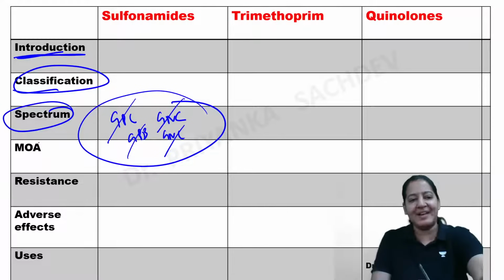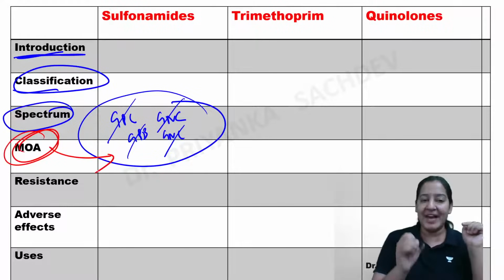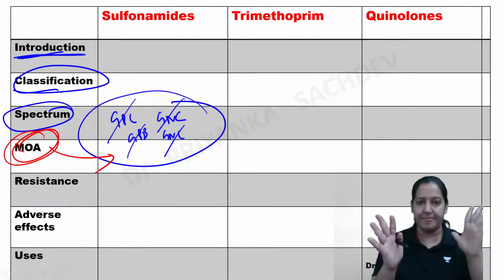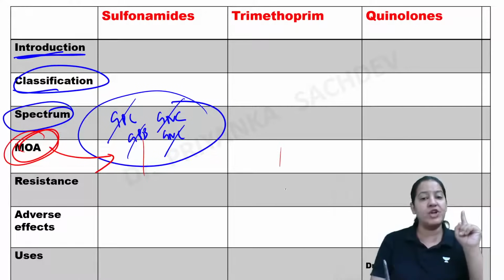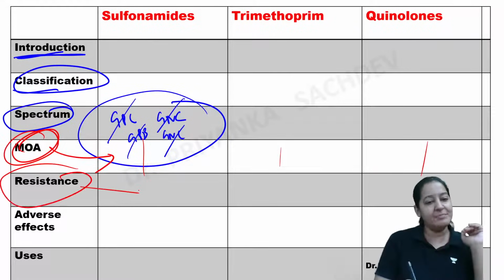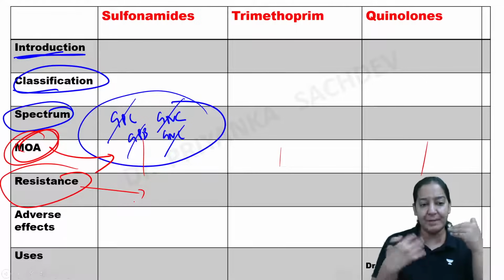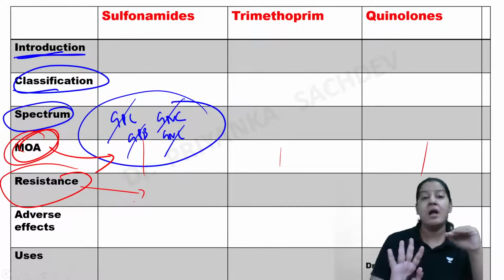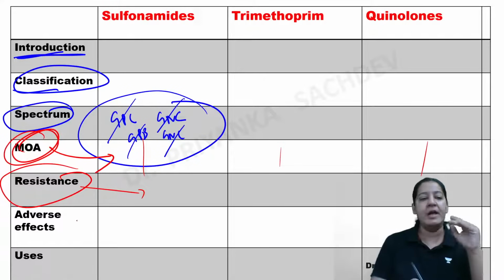Coming to the most important heading, the mechanism of action. What's the mechanism of action of that particular drug? In this, you have to draw the flow chart with the diagram. I always give a flow chart here. Then tell me the resistance. Nowadays, bacteria are developing resistance. So tell me the ways bacteria produce resistance to that particular antibiotic.